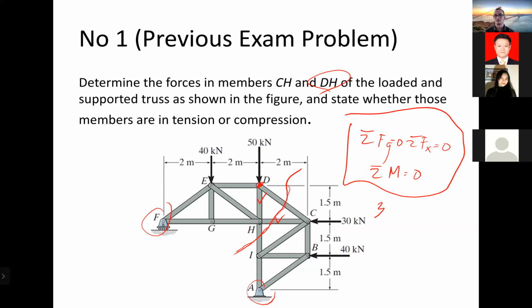Yes, sir. Do you get the idea, Omar? Do you need me to do it for you? No, you don't need, right? I think I get it, sir. So basically, you cut it, right? You will be left with these 2 free body diagrams. This is the first free body diagram.